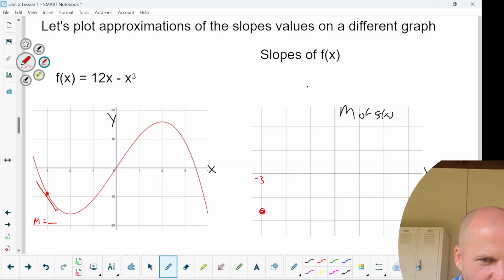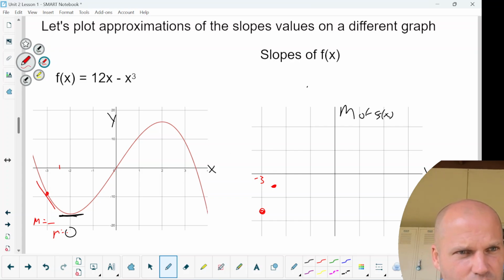Now we can see that if we are at -2.5, my slope is a little bit less negative. So maybe at -2.5, I'll plot a little less negative slope. And then we get to -2, and this is a very nice point because at -2, we can see the slope is 0. So I'm going to plot a 0 slope at -2.